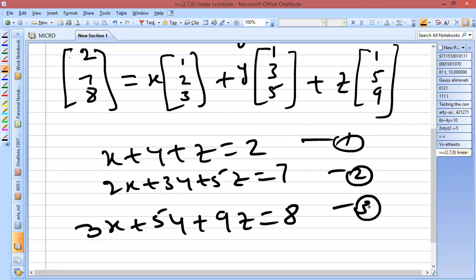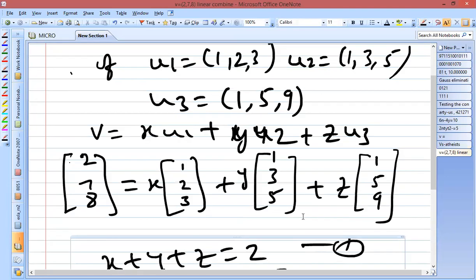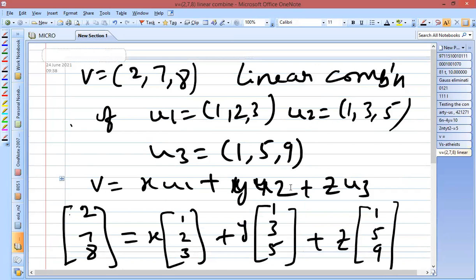Yes, are you getting the solution for this? No, ma'am. Yes. So here we don't find the values for x, y, z. So here we cannot express the given vector v in terms of u1, u2, u3. You cannot express it as a linear combination of u1, u2, u3. You just make the statement like this. So here v cannot be expressed as a linear combination of the given vectors u1, u2, u3.